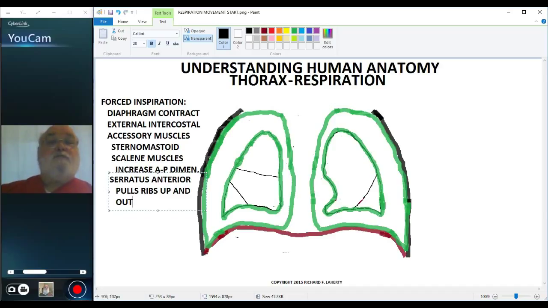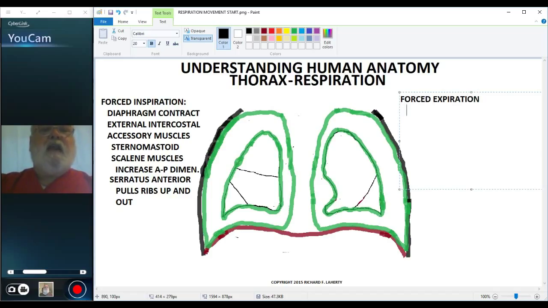Now, for a forced expiration, we again have the diaphragm relax. We have the internal intercostals. They will contract to pull the ribs down to reduce the lateral dimensions of the thorax. All the accessory muscles will relax.